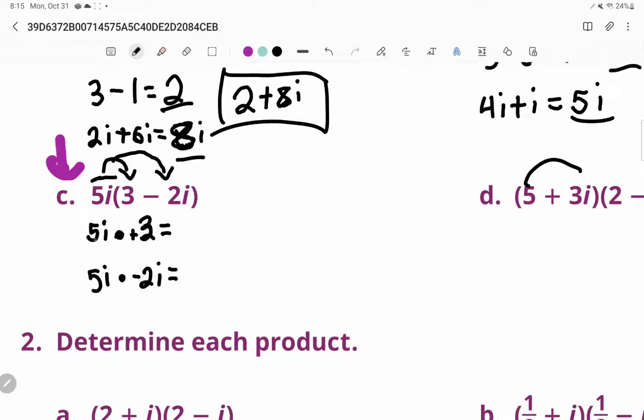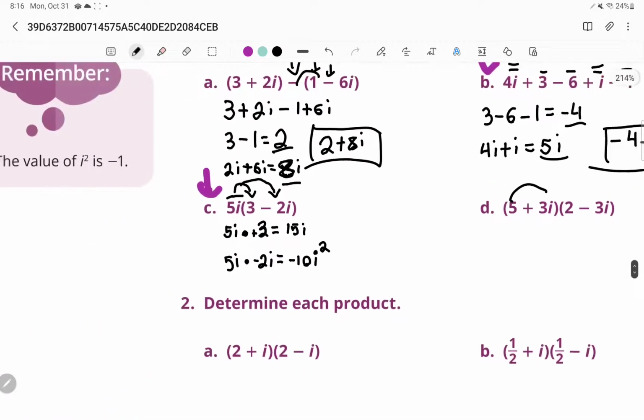So what is 5i times 3? That's going to be 15i. Now, what is 5i times negative 2i? Well, I'm going to have a negative 10, right? First of all. And then I'm going to have i, but now this time it's going to be to the second power.